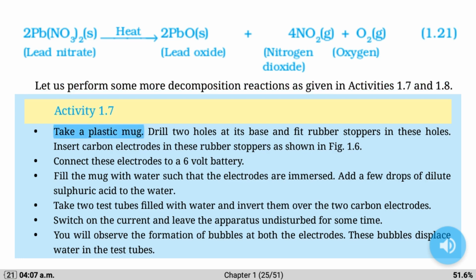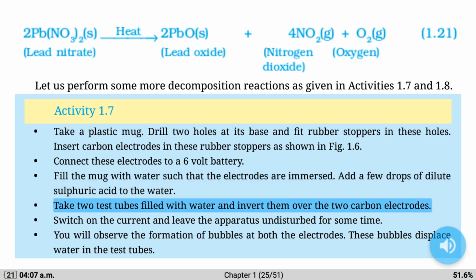Activity 1.7. Take a plastic mug. Drill 2 holes at its base and fit rubber stoppers in these holes. Insert carbon electrodes in these rubber stoppers as shown in Fig. 1.6. Connect these electrodes to a 6-volt battery. Fill the mug with water such that the electrodes are immersed. Add a few drops of dilute sulphuric acid to the water.